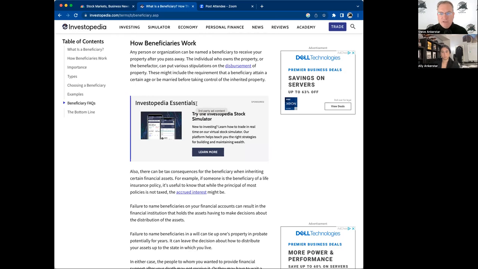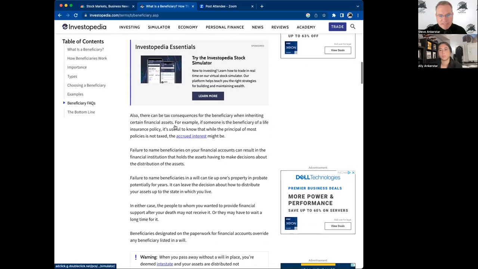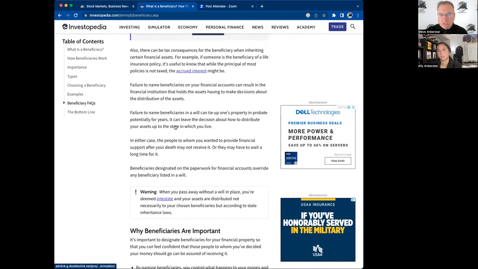It gets retitled. The old account basically gets closed and stays around for tax purposes because, of course, the estate's going to have a tax form associated with it before it goes away. So that's how the actual beneficiary process works.